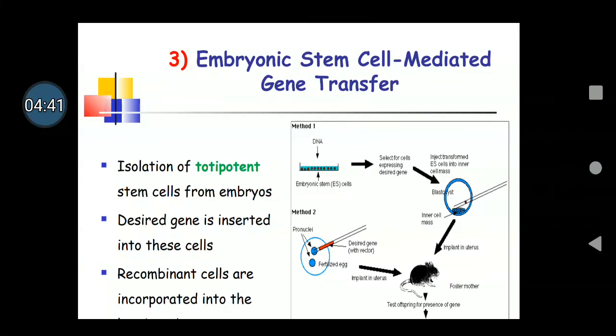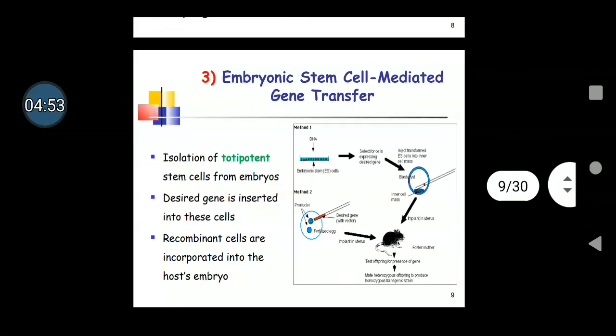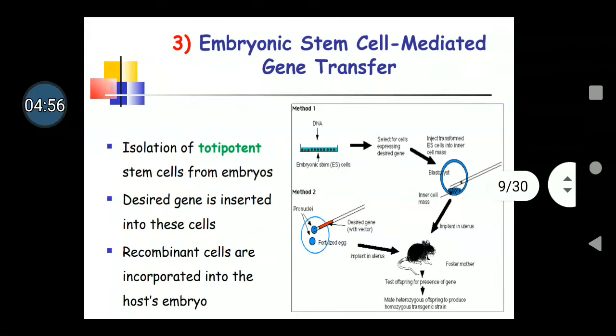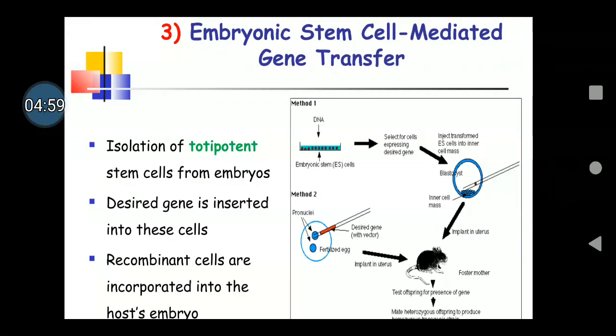The next one is embryonic stem cell mediated gene transfer. Totipotent stem cells are isolated from the embryos. Then the desired gene is inserted into these cells. The recombinant cells are then incorporated into the host embryo. Here we can see from the diagram the DNA is taken up and inserted into the embryonic stem cells, which are selected for expressing the desired gene. Then the transformed embryonic stem cells are injected into the blastocysts at the inner cell mass, and the implant is then placed in the uterus.